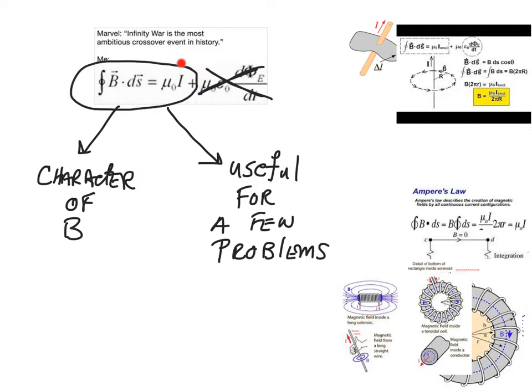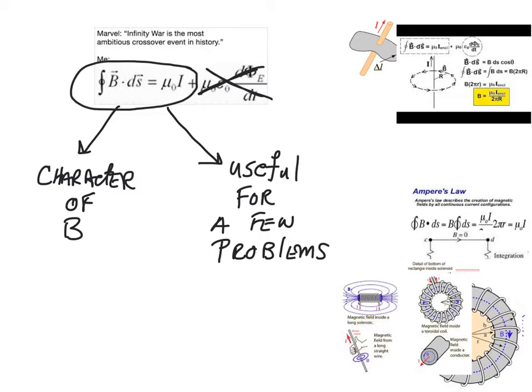It's part of Maxwell's four equations because it captures the character, or the fundamental nature, of the magnetic field. Namely, that magnetic field lines close on themselves. They have no sources or sinks. They don't begin or end anywhere. They're closed loops of field. And also, it is useful for solving a few, 3 or 4 different problems, which we'll look at. So it's useful for solving those.